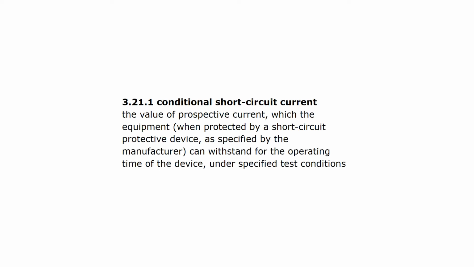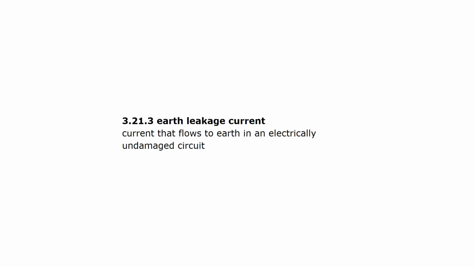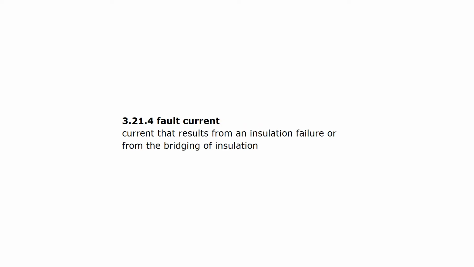Current. Conditional short circuit current, the value of prospective current which the equipment, when protected by a short circuit protective device as specified by the manufacturer, can withstand for the operating time of the device under specified test conditions. Earth fault current, fault current that flows to earth. Earth leakage current, current that flows to earth in an electrically undamaged circuit. Fault current, current that results from an insulation failure or from the bridging of insulation.